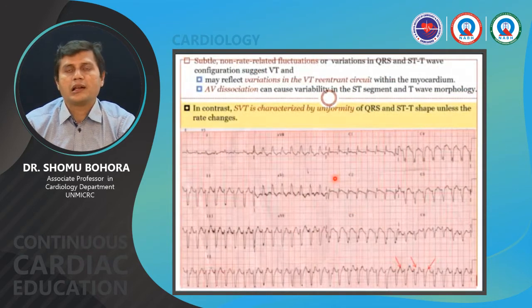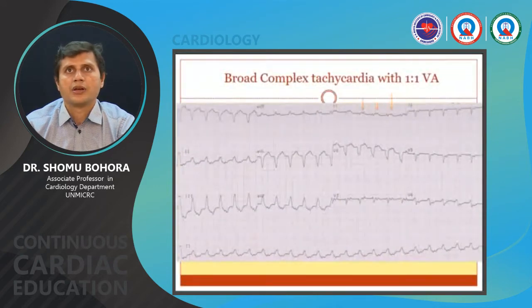Subtle non-rate related fluctuations can be there, as in variations in the QRS morphology or the T wave, as you can see here. They may reflect variations either in the VT reentrant circuit within the myocardium, or they can be because of the presence of P waves on the QRS or the ST-T segment. Generally, SVT is characterized by uniformity of the QRS and the ST-T shape unless there are rate changes.